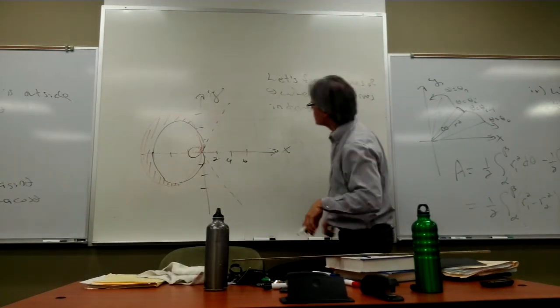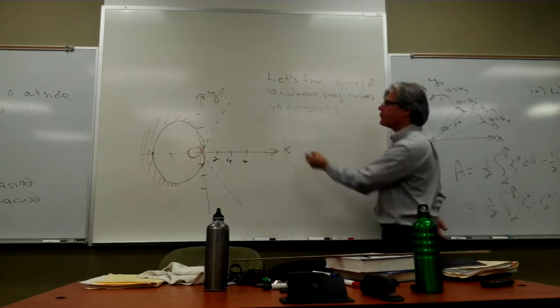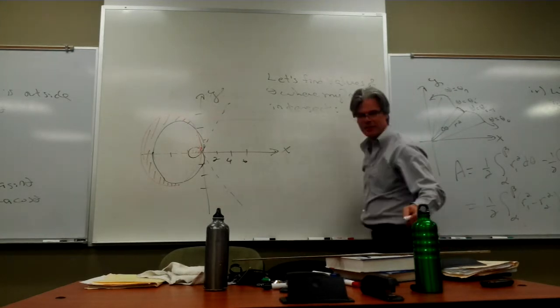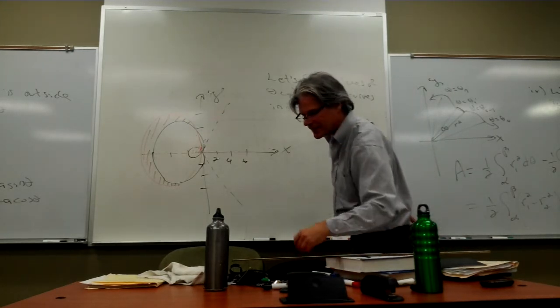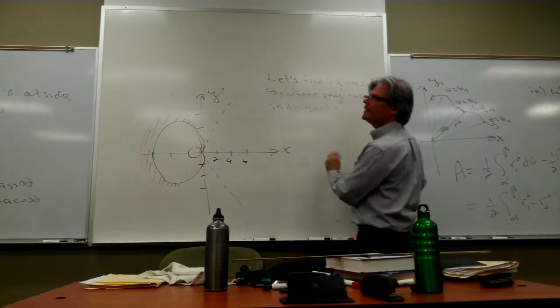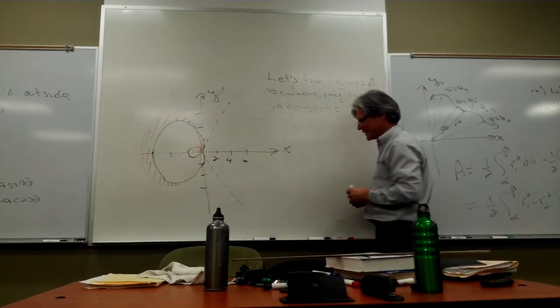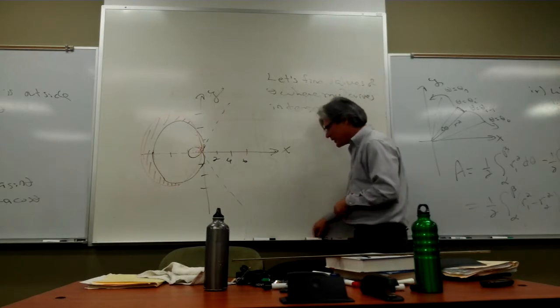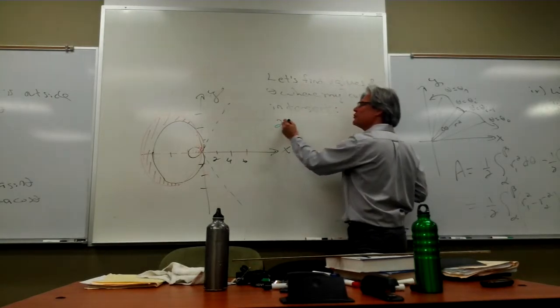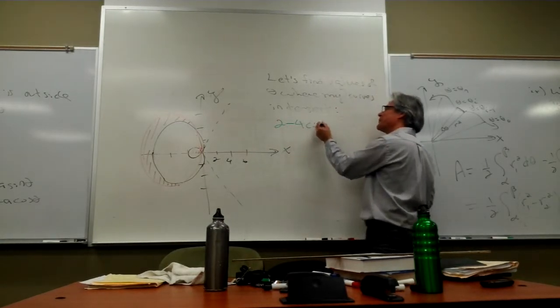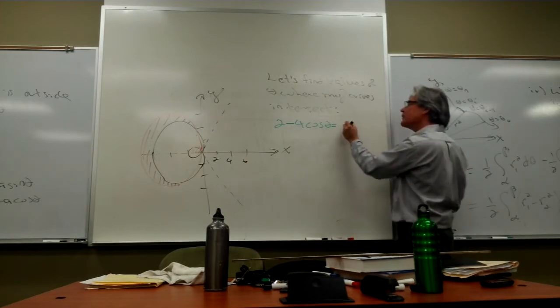To find those values, let me take the output of one function. Is that 2 minus? Pens don't want to play either. Is that 2 minus 4 cosine theta being equal to negative 9 cosine theta?